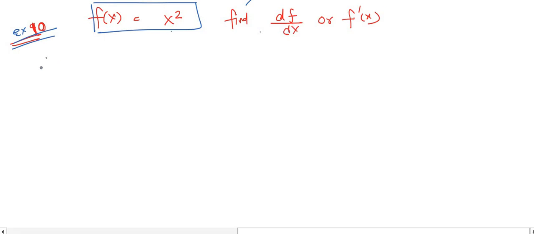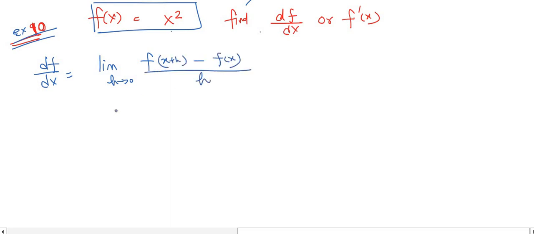Okay. So df by dx, let me write the formula. Limit h is tending to 0, f of x plus h minus f of x by h. This is first principle. Okay. So h is tending to 0. f of x plus h will be what? x plus h square. Correct? Minus x square by h.